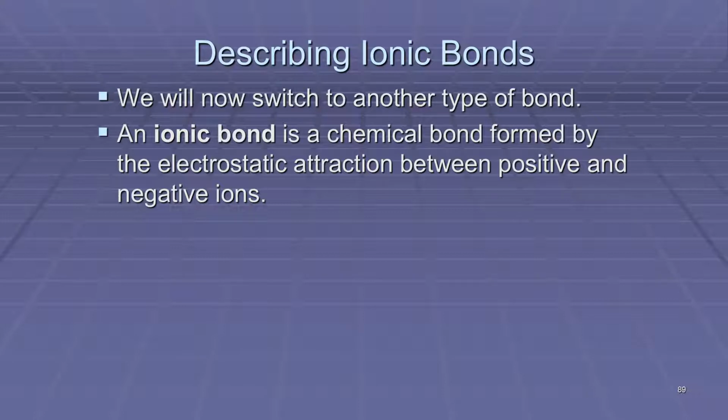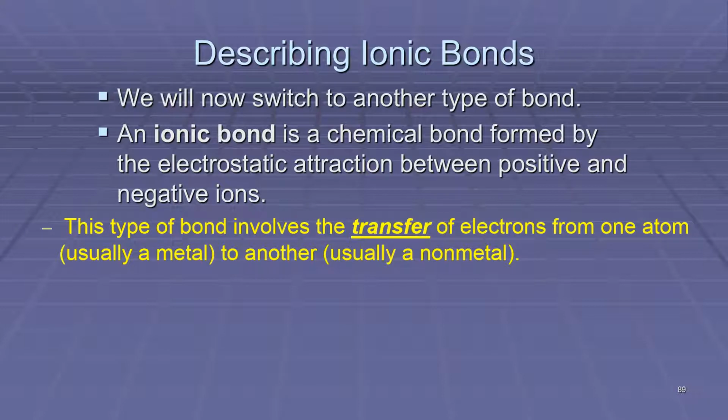bonds. Remember that an ionic bond is a chemical bond formed by the attraction between a positive ion and a negative ion, or positive ions and negative ions. So we know that at some point there had to have been a transfer of electrons from one atom, generally speaking a metal. Metals are the ones that give up electrons and become positive, and then nonmetals gain electrons to become negative. So ionic compounds are generally a metal and a nonmetal, or a metal and a polyatomic ion.